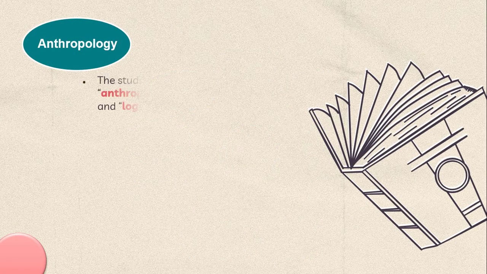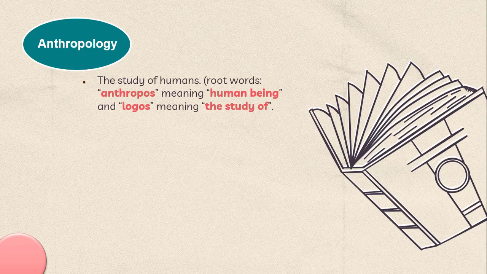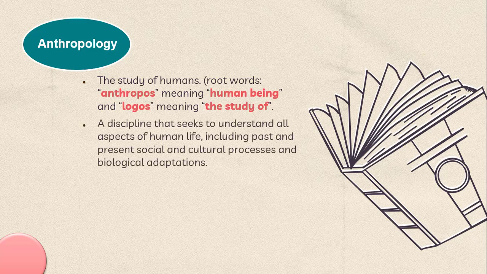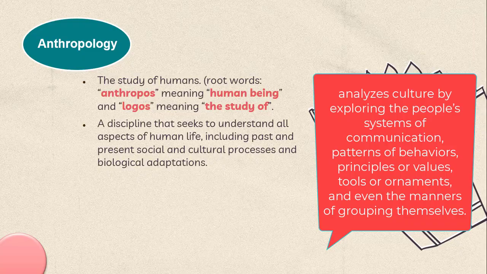Anthropology is the study of humans. It came from the root words anthropos, meaning human being, and logos, meaning the study of. It is a discipline that seeks to understand all aspects of human life, including past and present social and cultural processes and biological adaptations. This broad field of study analyzes culture by exploring people's systems of communication, patterns of behaviors, principles or values, tools or ornaments, and even the manners of grouping themselves.